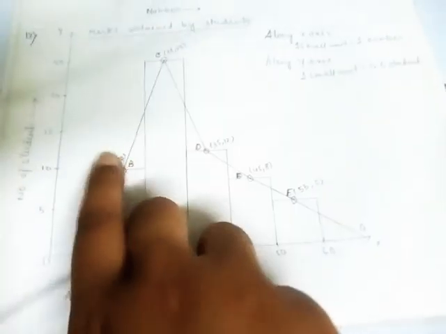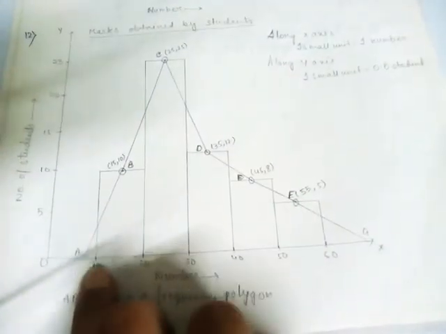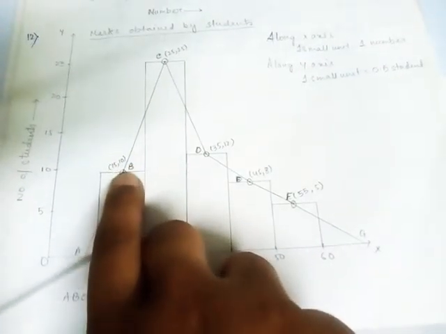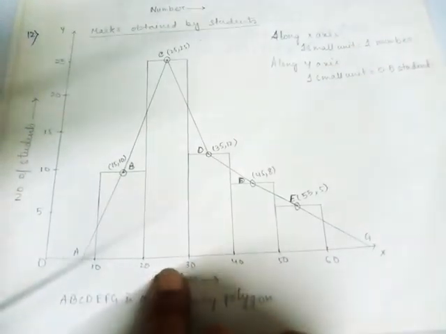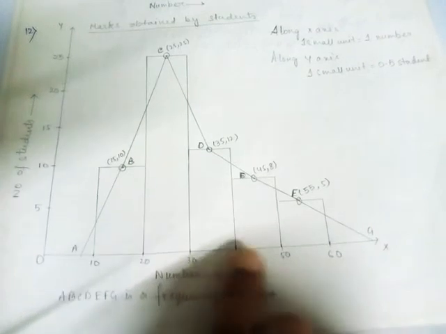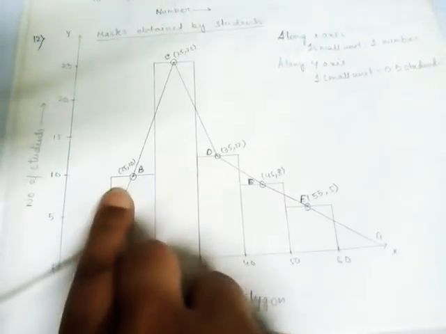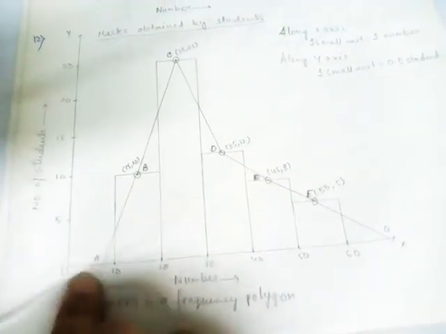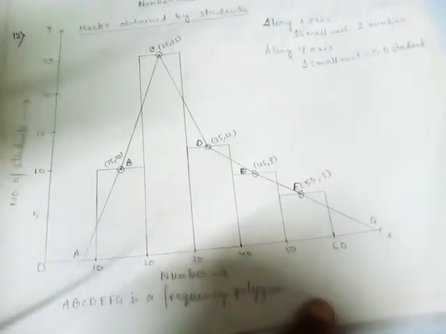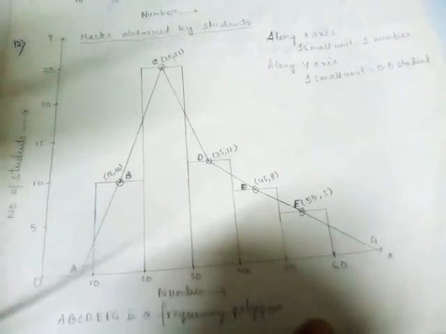Now you have to take the midpoints. The midpoint of 10 to 20 is 15, then 25, 35, 45, 55. Take the midpoints, join the midpoints, and join the two ending points with the x-axis and name the points A, B, C, D, E, F. Here ABCDEFG is the frequency polygon.